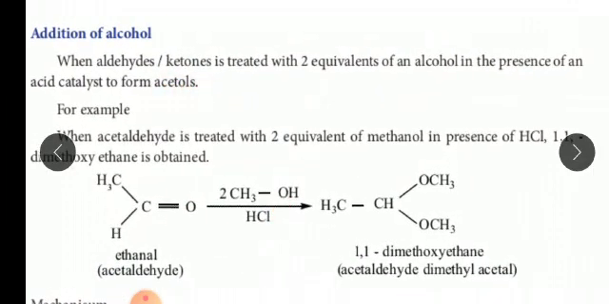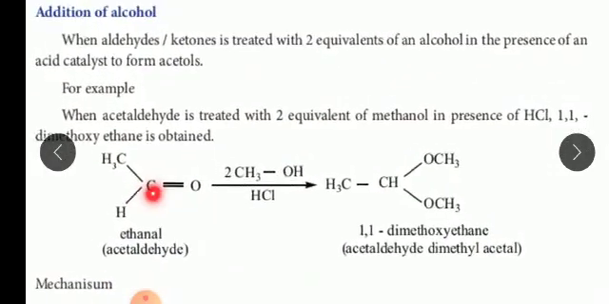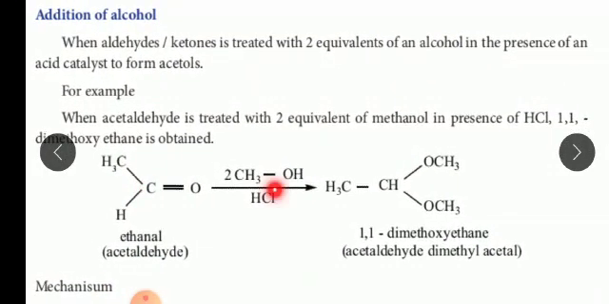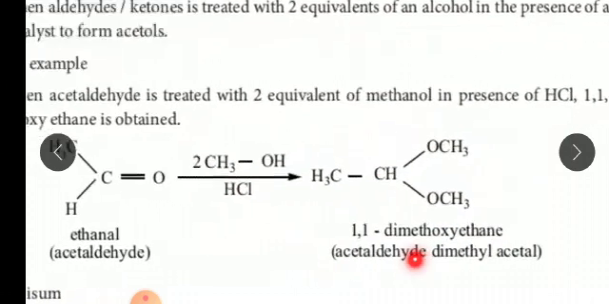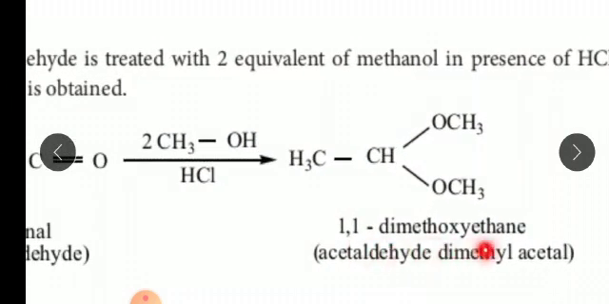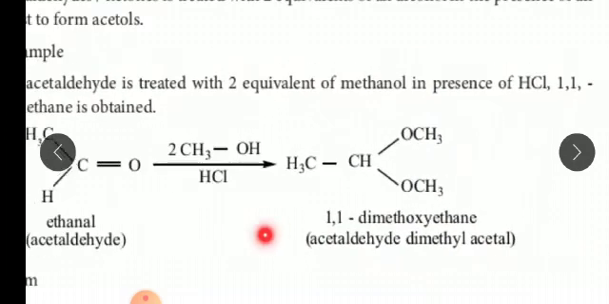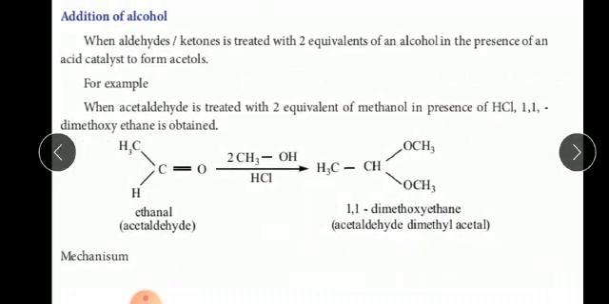So when acetaldehyde, CH3 C double bond O, is treated with ethanol in the presence of acid, this acid is a catalyst. CH3 CHO, CH3 O CH3. The product is 1,1-dimethoxyethane, acetaldehyde dimethyl acetal. Now we are going to see how the mechanism takes place.